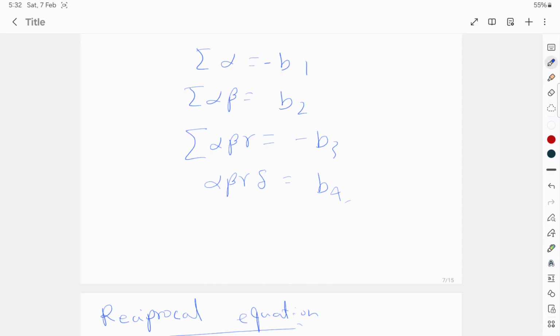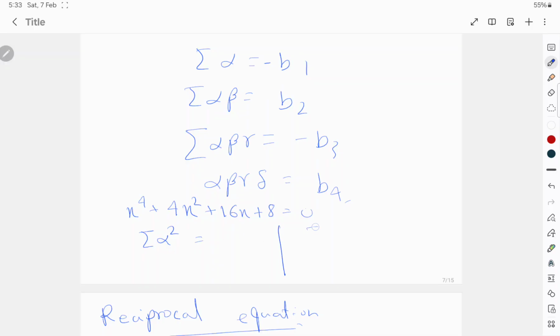There are various types of problems coming. For example, suppose I give you one equation, x to the power 4 plus 4x square plus 16x plus 8. Now suppose I ask what is summation alpha square. This you have to find. So how will you find that summation alpha square?